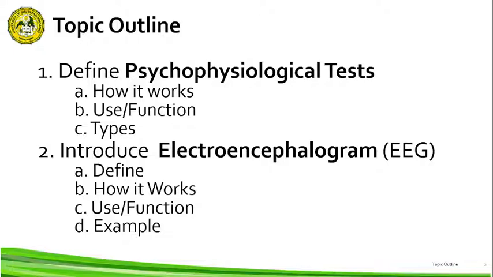First, we will define psychophysiological test and we'll try to give you a gist of how it works, its uses or its function, and the different types of it. Number two, we will introduce electroencephalogram, or the highlight of my report, the EEG. Let's define what it is, how it works also, and its uses or function. And we'll try to cite pictures for you to further understand or to know what an EEG is and also to answer questions later on.